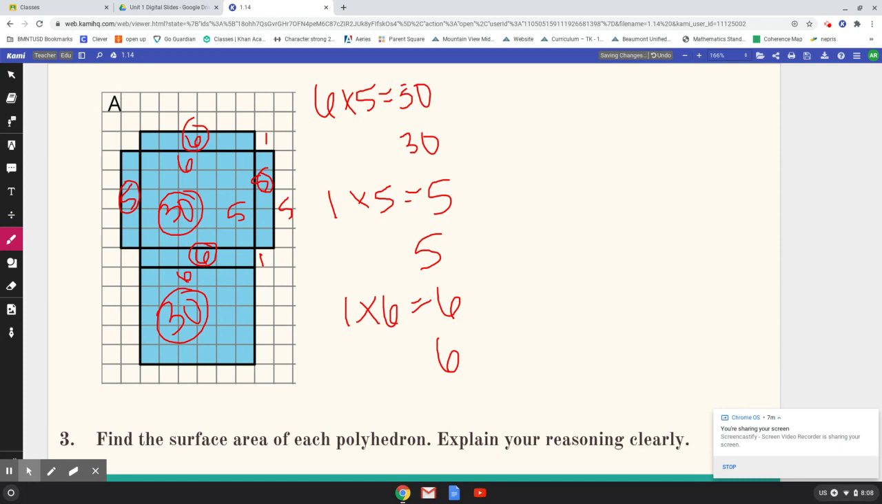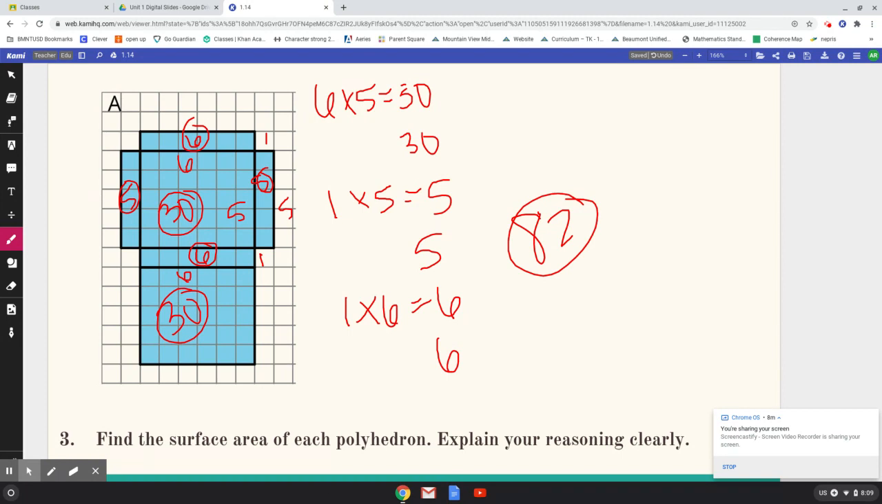So what I like to do is I normally just add all of the things that I circled in the shape, but I also have it listed here for you. So if we were to add all of these, you would get 82. And that would be the surface area for the entire shape.